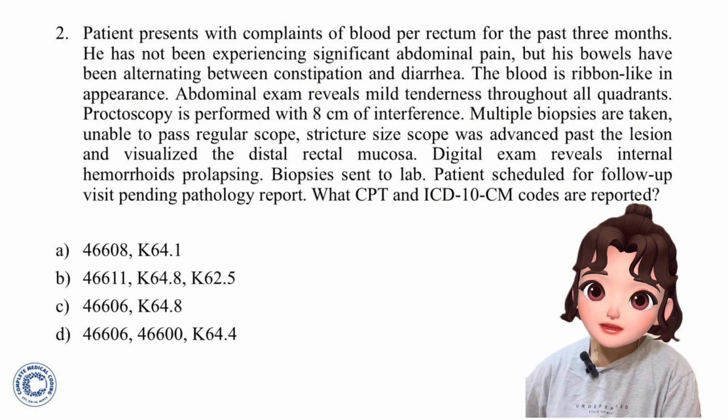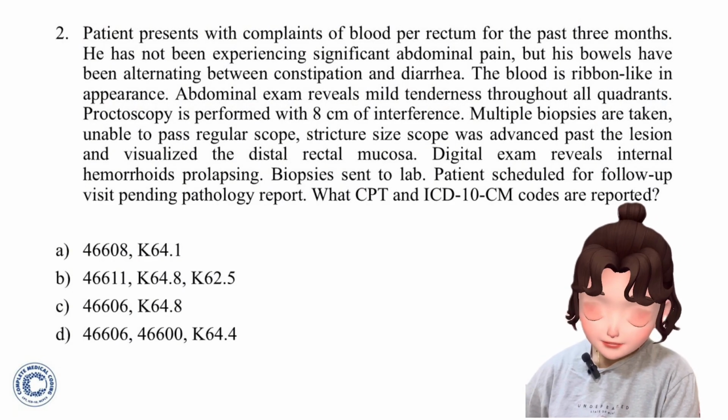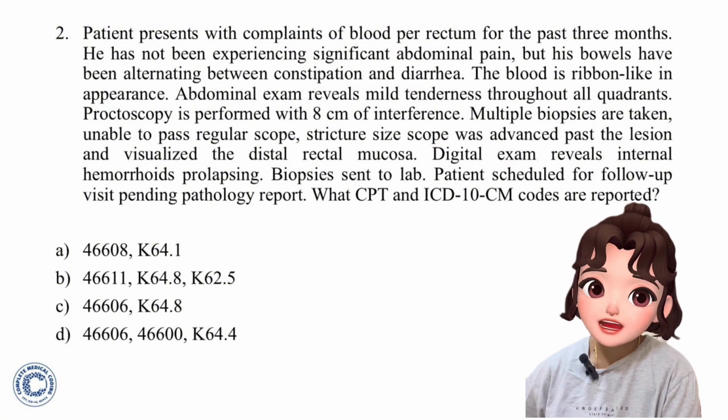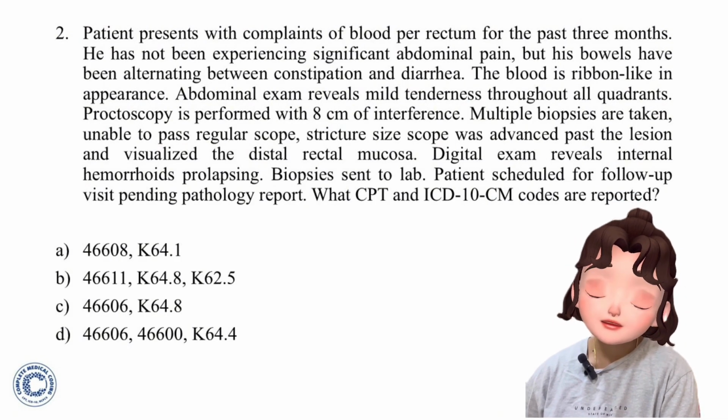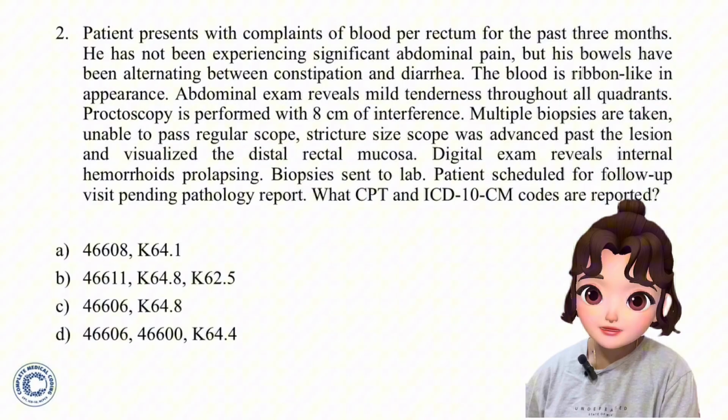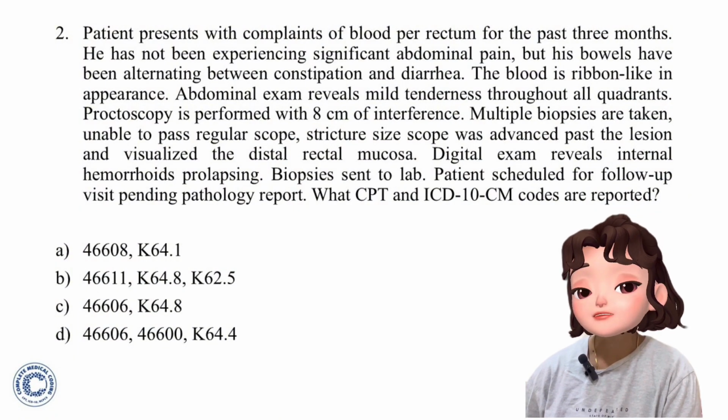46611. What is 46611 in option B? Same, anoscopy with removal of single tumor, polyp or other lesion by snare technique. Nothing about snare technique, nothing about removal of polyp or tumor. That's also the wrong code. You can skip it.